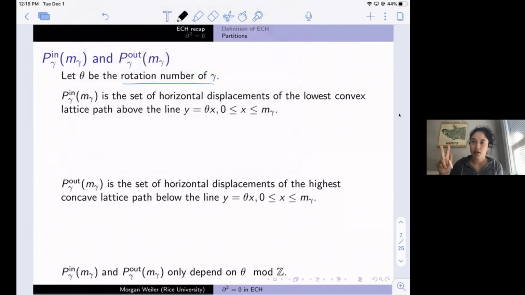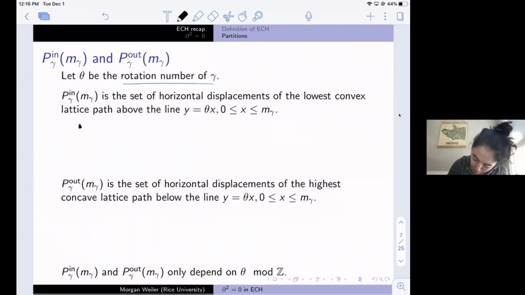So there are these 2 partitions that we're going to be interested in: P in and P out. P in is, I think in later literature, called P minus. It's the thing that appears usually at the bottom ends of curves, and it's the set of horizontal displacements of the lowest convex lattice path above the line y equals theta x for x between 0 and m gamma. So m gamma is the multiplicity of the orbit, and theta is the rotation number of gamma.